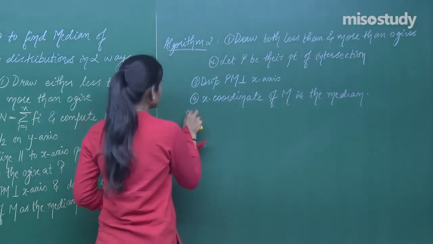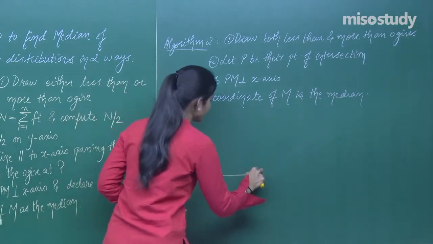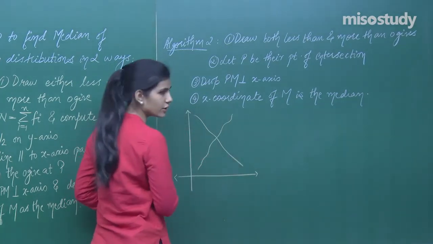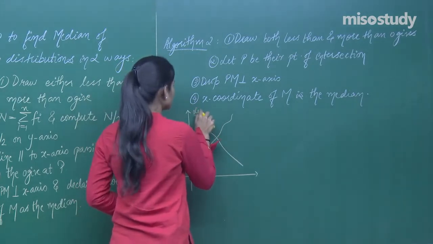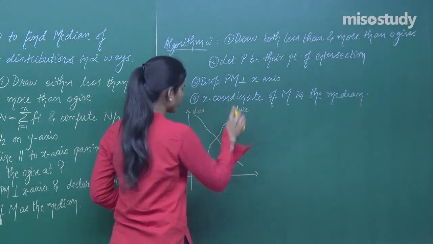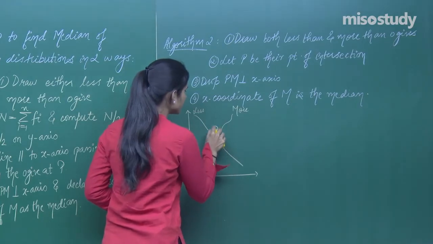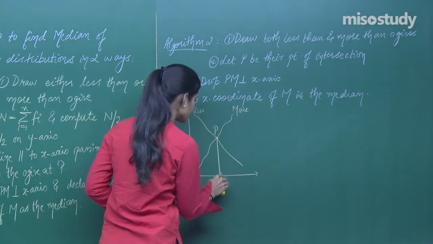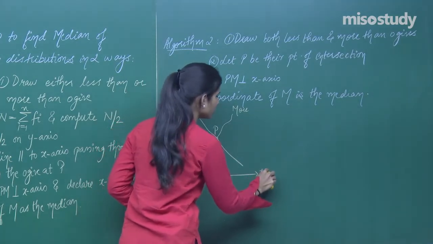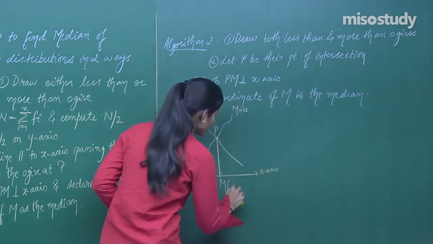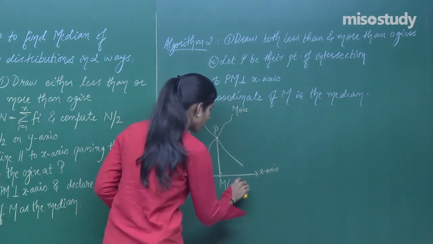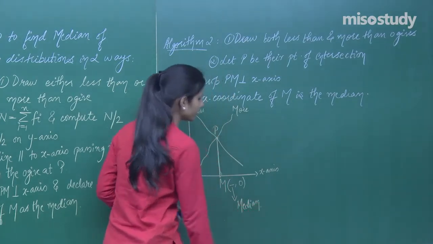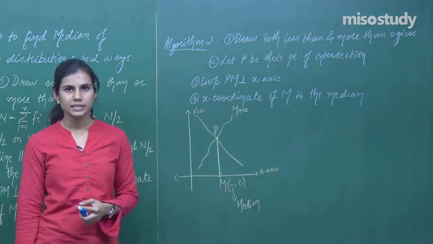What this is trying to say is, just a rough diagram, this is the x-axis, y-axis. So say this is your less than ogive, this is your more than ogive, for example. They are meeting each other at a point, say this is point P. From this point P, you drop a perpendicular onto the x-axis, say this point is M, so PM is perpendicular to the x-axis. Again, this point M is on the x-axis, so it will be something comma 0. This something is declared as the median, which is the x-coordinate of point M. These are the two ways of finding the median with the help of ogives.